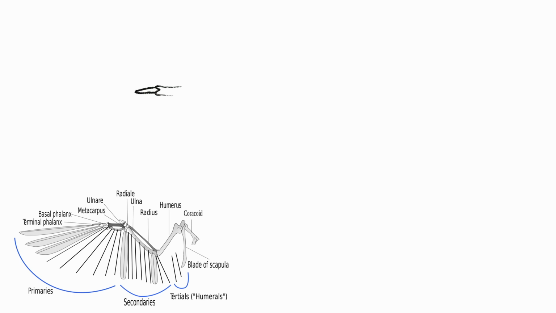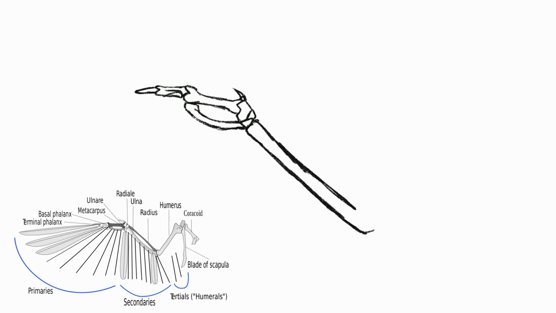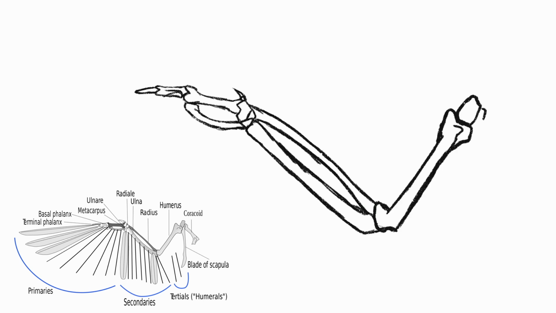Let's take a look at the anatomy of a bird's skeleton. Birds have a similar bone structure to that of humans in their arms, such as the ulna, radius, humerus, and more. The finger bones of a bird have shrunk over time, but can still be compared to human hands.